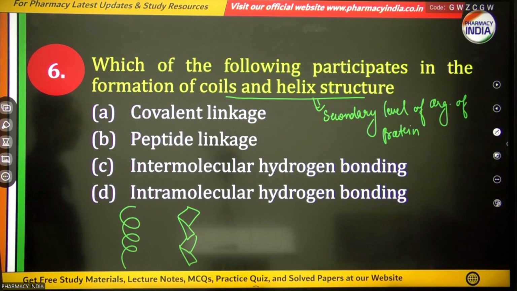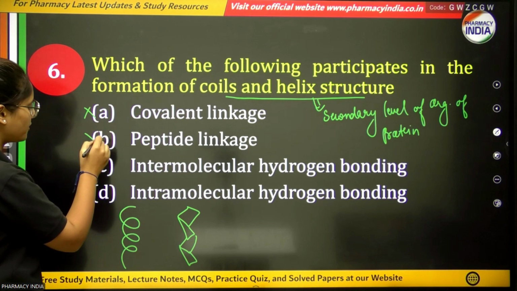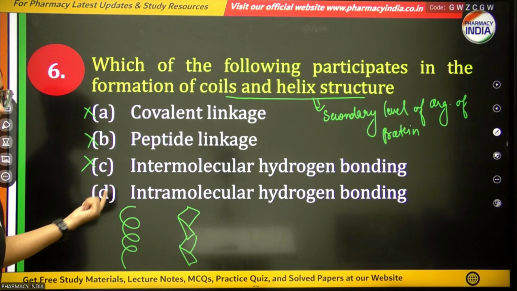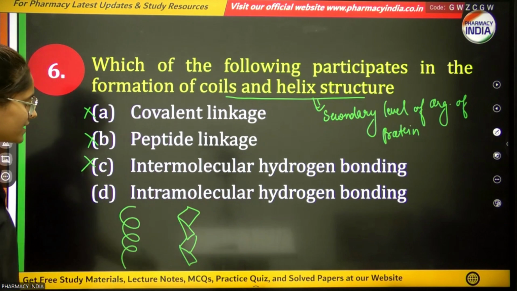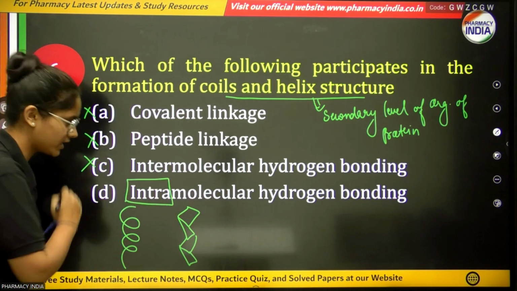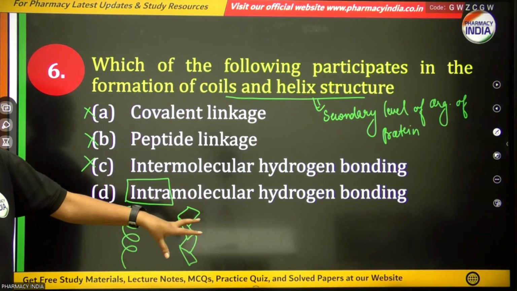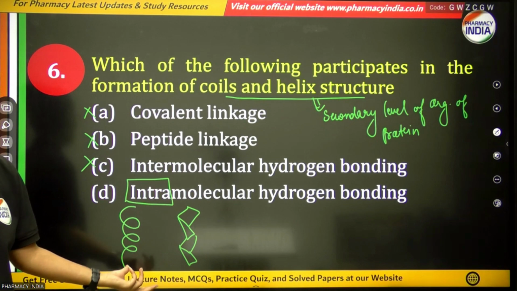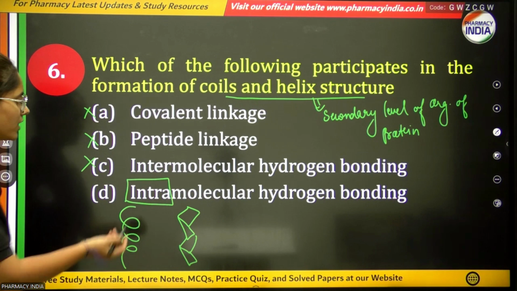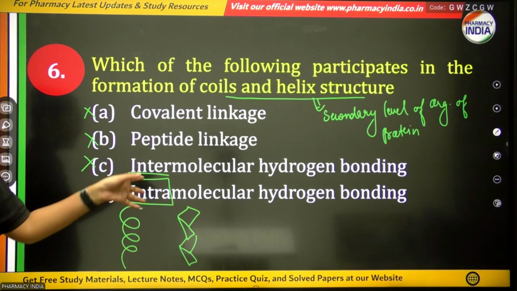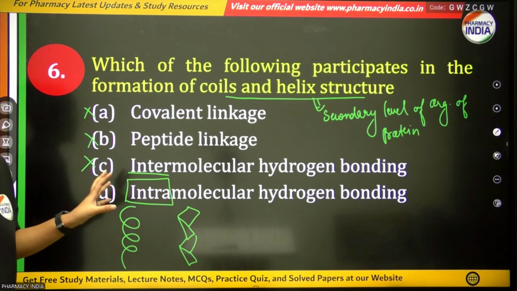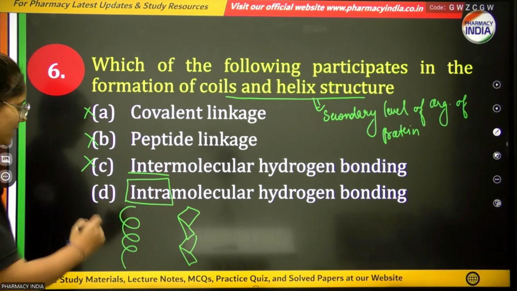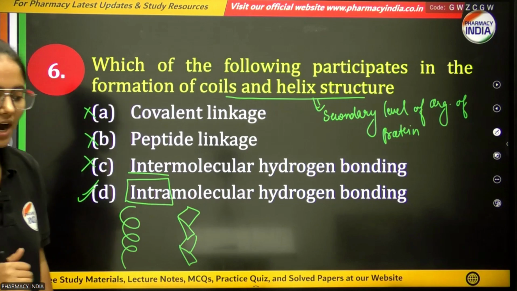So, covalent linkage, peptide linkage, and intermolecular hydrogen bonding are the wrong options because the correct option is intramolecular hydrogen bonding. Now, what is intramolecular hydrogen bonding? That type of hydrogen bonding which forms within a single molecule. Clear? And what is intermolecular? That type of hydrogen bonding which forms between two different molecules. Clear? Correct option will be intramolecular hydrogen bonding.